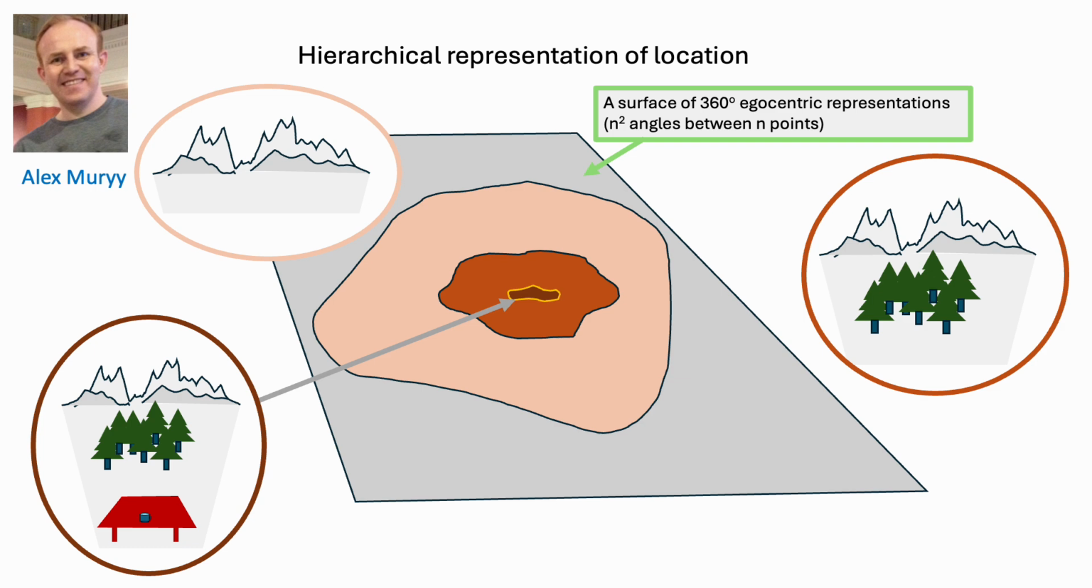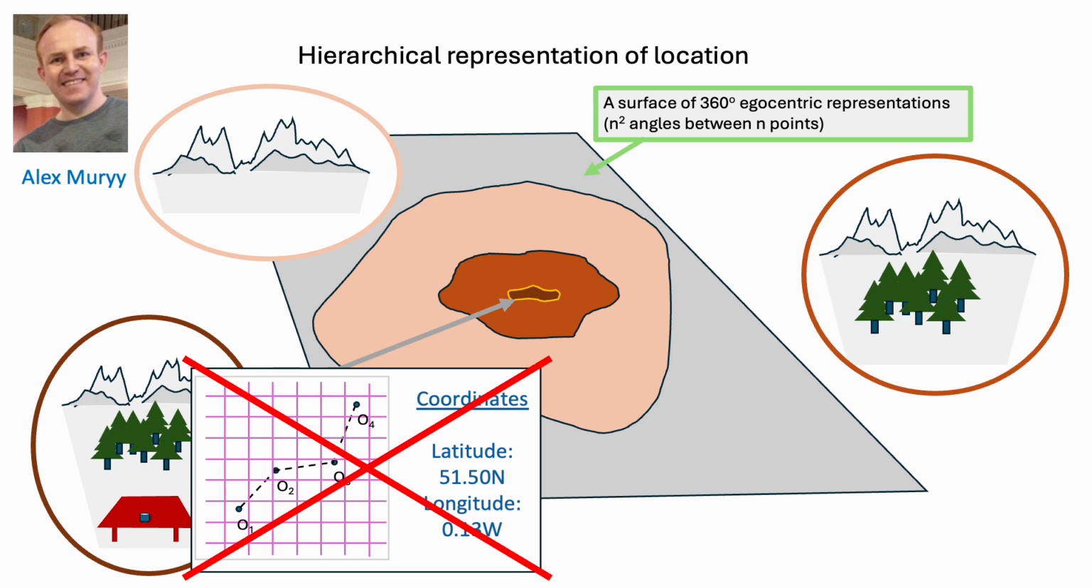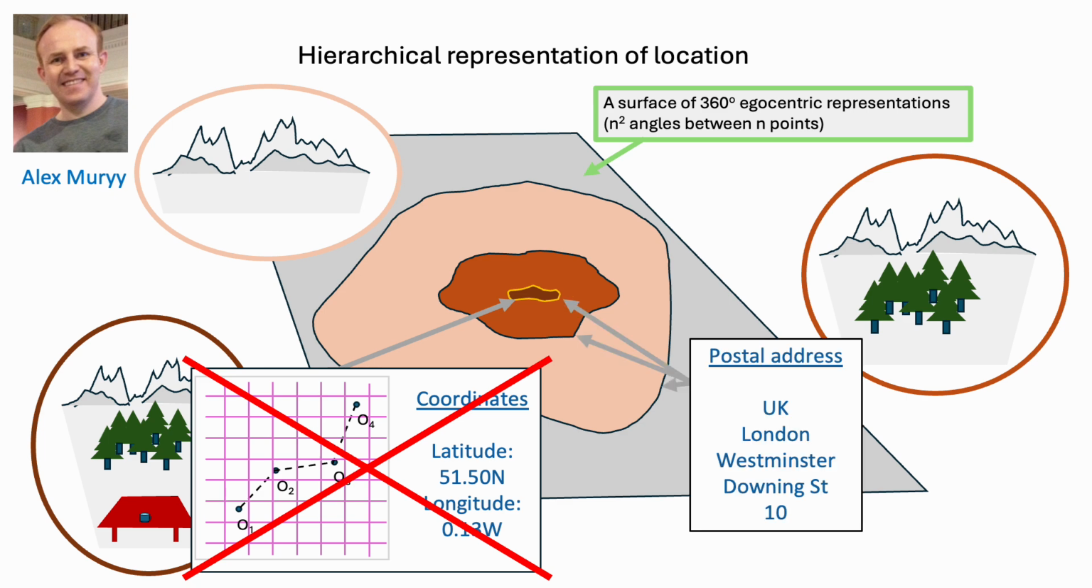And finally, if you have a picnic table in front of you, the angles change as you move your head, and that defines your location precisely. But what we've done is generate a stimulus defined description of location. It's not a grid-based coordinate frame like latitude and longitude. It's much more like a postal address. We've started with something coarse. It's like UK, London, Westminster, Downing Street, number 10. It's a hierarchical address. And that's implemented in a paper by Alex Murray.